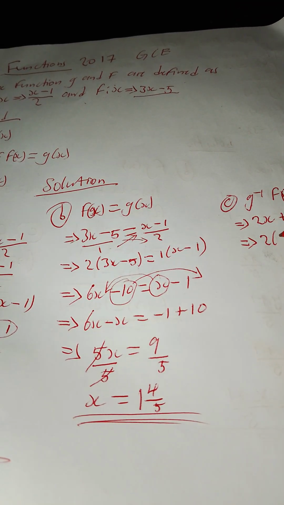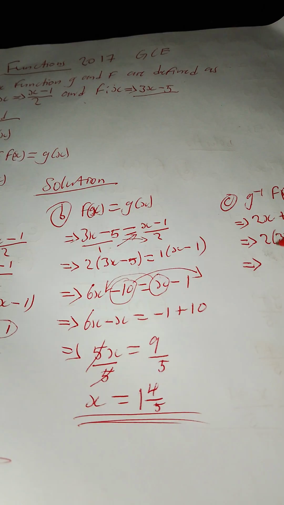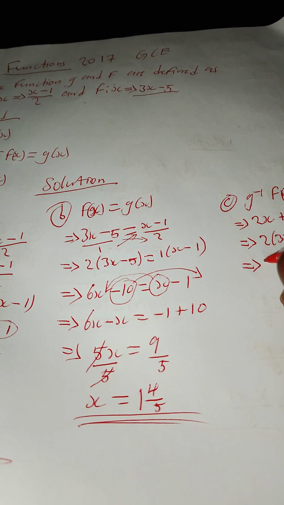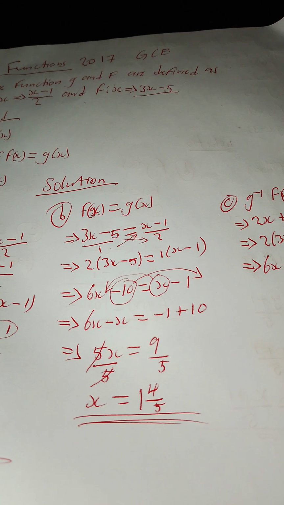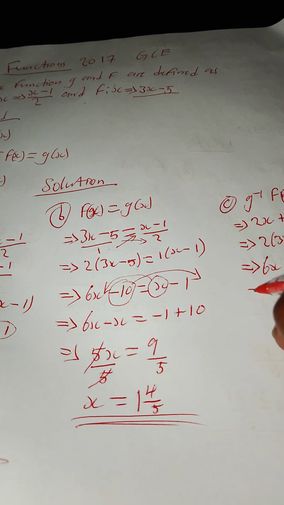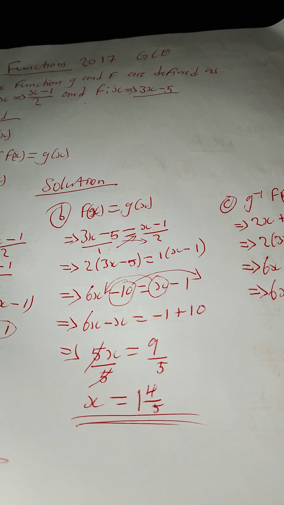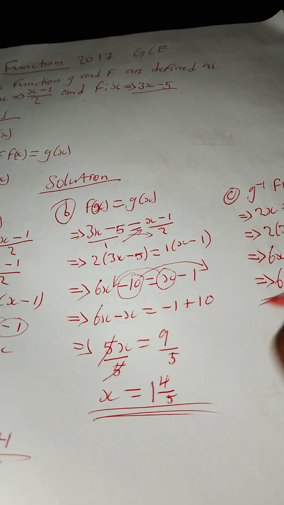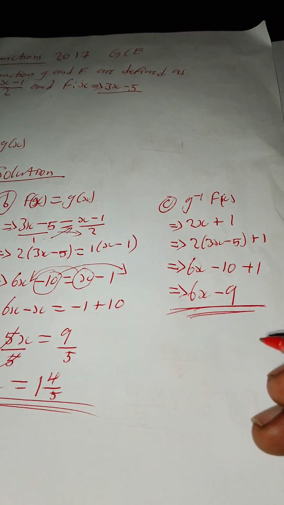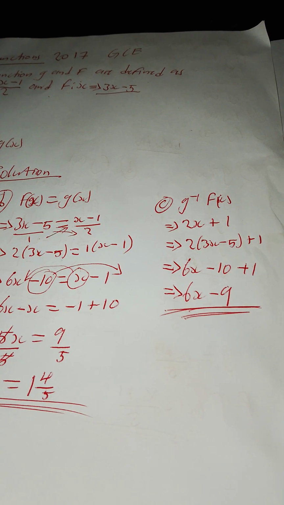So I'm going to say 3x minus 5, multiplied by 2 there, we have 6x minus 10, plus 1. So the difference here is 6x minus 9. This is our final answer.